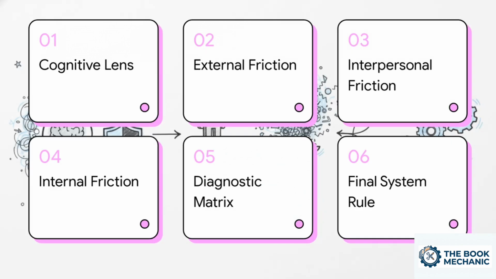Here's our diagnostic manual for today. We'll start with the cognitive perception lens, then look at external friction, interpersonal friction, and internal friction. Finally, we'll wrap up with the Stoic Diagnostic Matrix and the final system rule.